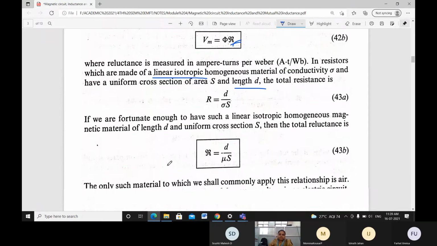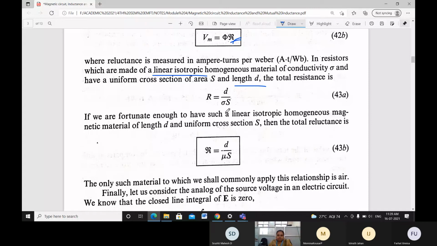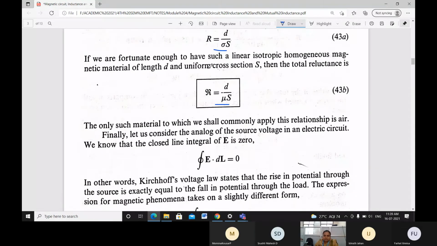Then, we can define that for a linear, isotropic, homogeneous magnetic material of length d and a uniform cross-section S, the total reluctance is going to be R equals d divided by mu times S. Instead of sigma, here it is going to be mu. The only such material to which we shall commonly apply this relationship is air.